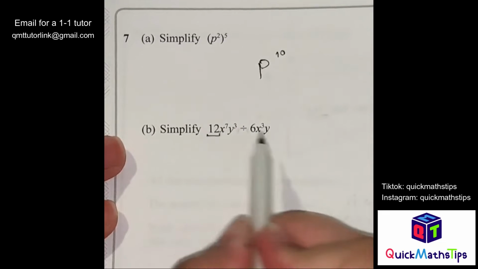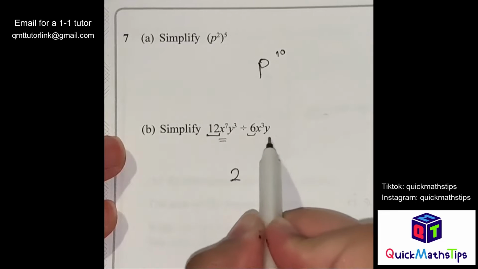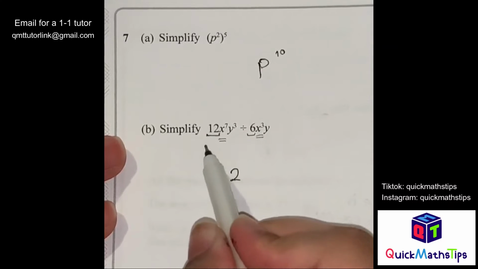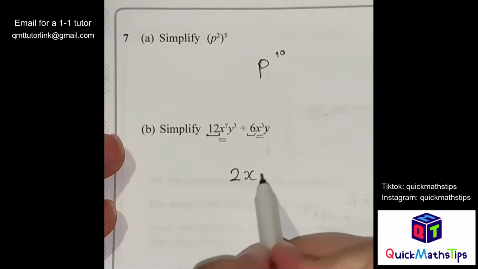Now here you're going to break it down. You're going to do 12 divided by 6, which is going to be 2. You're going to do x to the power 7 divided by x to the power 3. Now, when you're dividing, your indices subtract. So 7 take away 3 is 4, so x to the power 4.